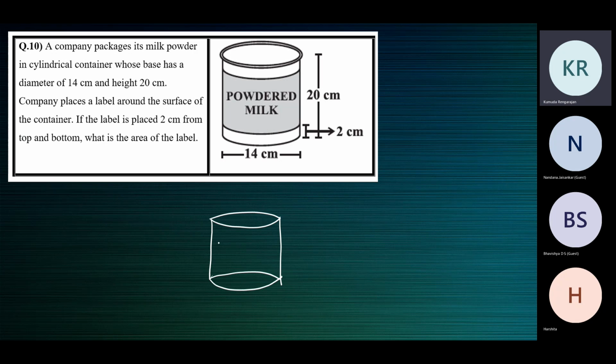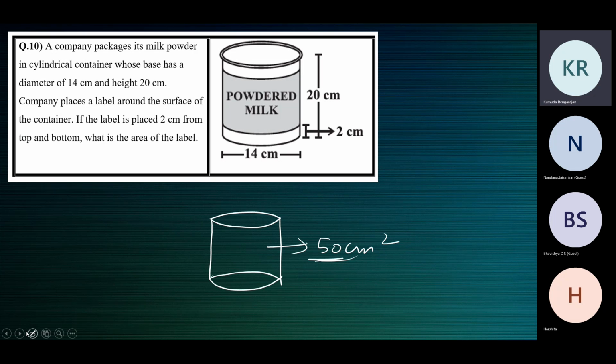You're sticking paper to cover the CSA of the cylinder. So what will be the area of paper you need? Whatever is the CSA of the cylinder, the curved surface area. Supposing the curved surface area of the cylinder is 50 centimeters square. Then the amount of paper you need to cover the CSA will also be 50 centimeters square.